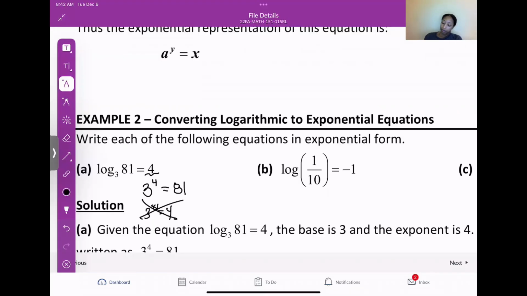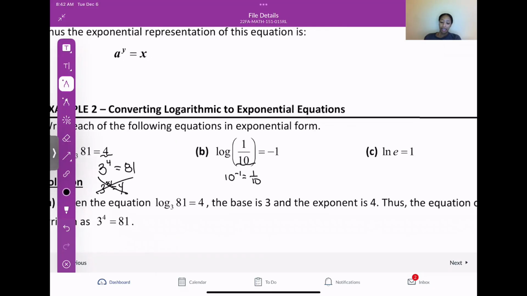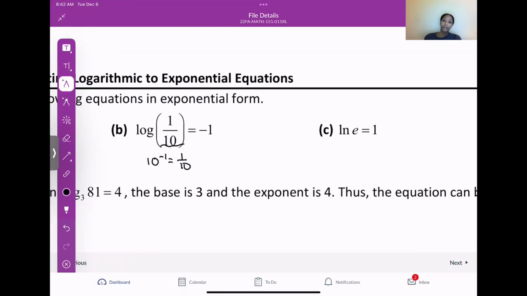For part B, log of 1/10 equals -1. This is 10 to the -1st power, because log written without a base, we know that the base is 10. That's the common log. Okay. Whatever the logarithm equals, that's our exponent. And then this other number goes here. So 10 to the -1st power equals 1/10. Again, that is true. And then the last one, ln of e equals 1.